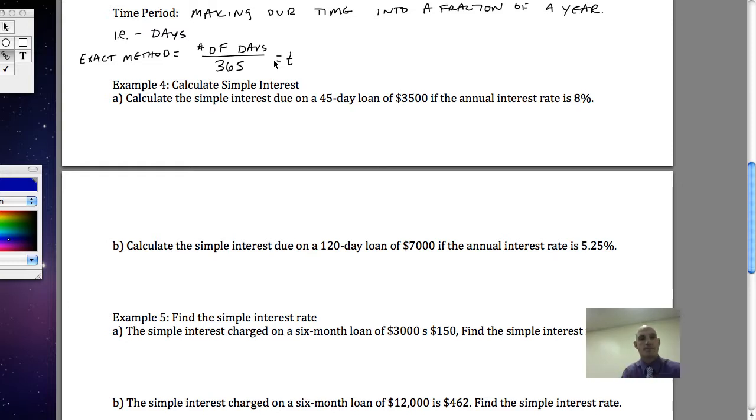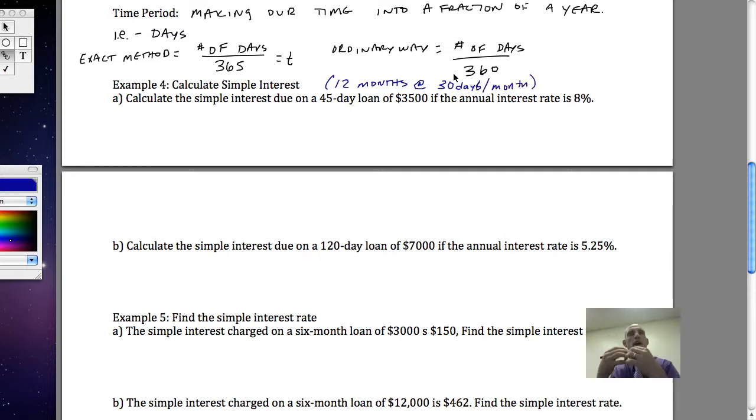There's also another way that banks do it. There's the ordinary way. Now the ordinary way is the same kind of calculation, number of days over 360. And what they're basing that on is the fact that 12 months at 30 days per month. So they just assume, okay, we're just going to eliminate all those extra days, say 360 is our number of days. That's the ordinary way.